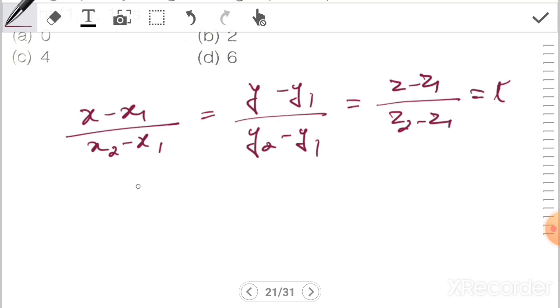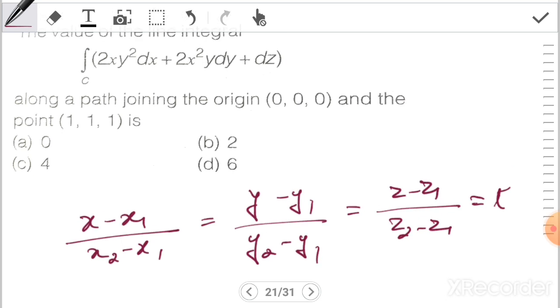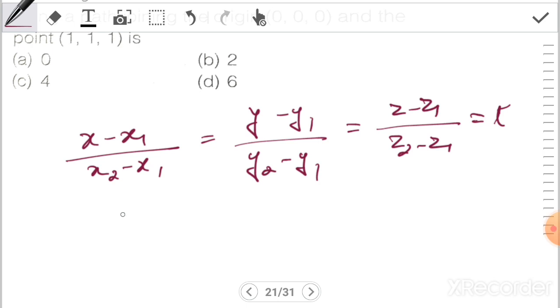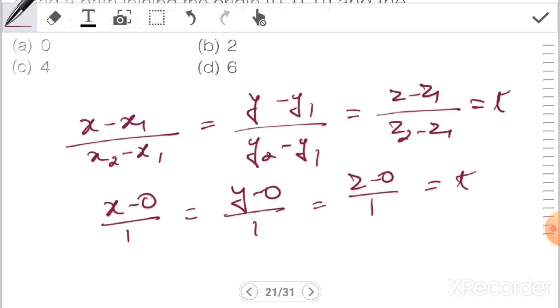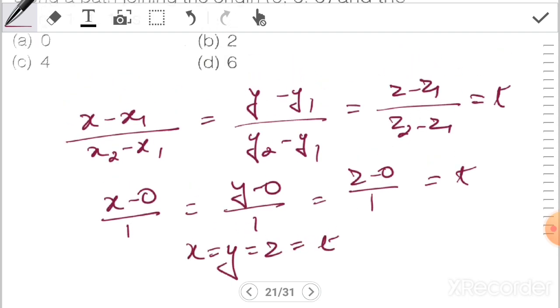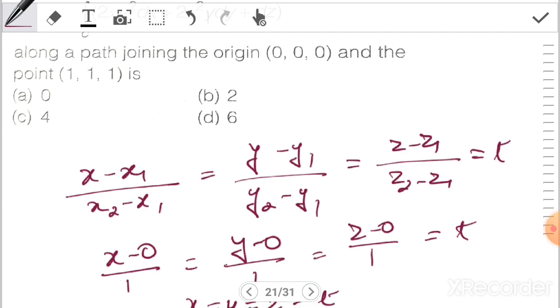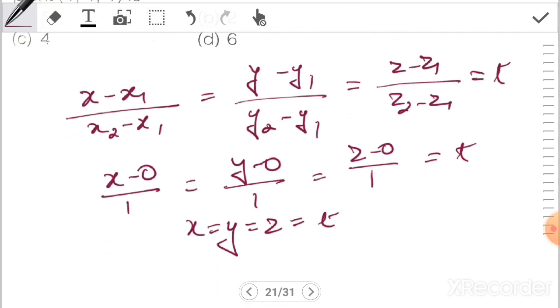So here x1, y1, z1 is 0, 0, 0 and x2, y2, z2 is 1, 1, 1. So we have (x minus 0)/(1 minus 0), (y minus 0)/(1 minus 0) and (z minus 0)/(1 minus 0), which is equal to t. So x is equal to y is equal to z is equal to t, right? And since x, y, z are varying from 0 to 1, t is also varying from 0 to 1.